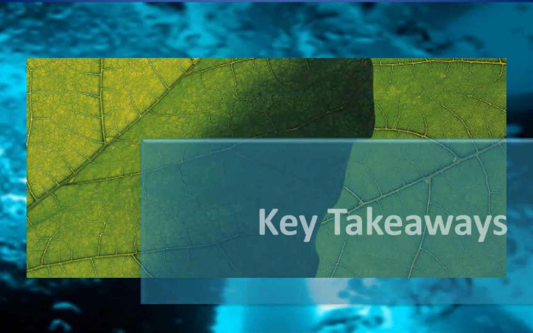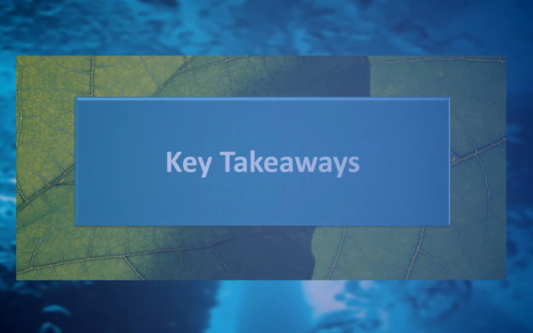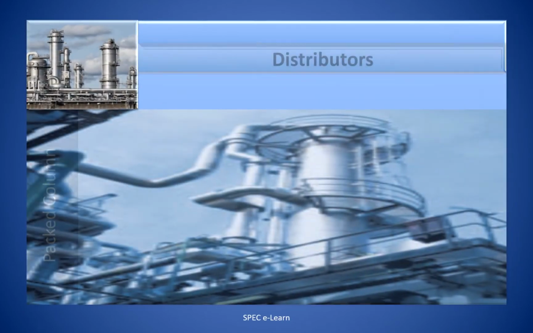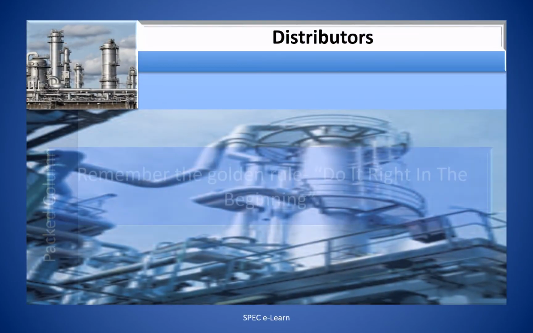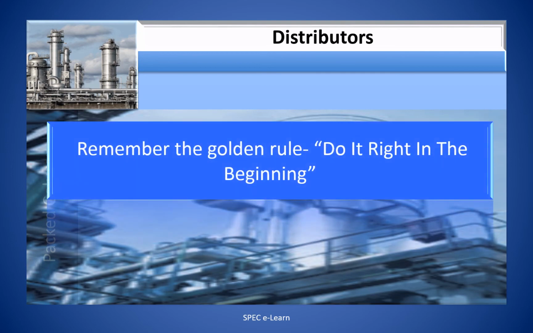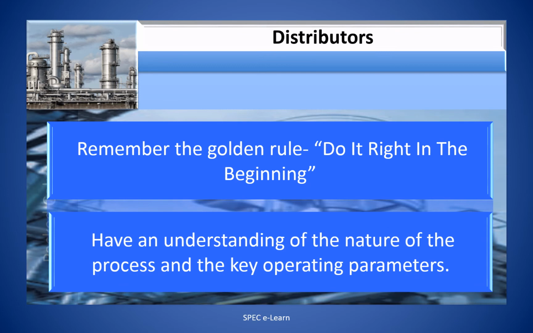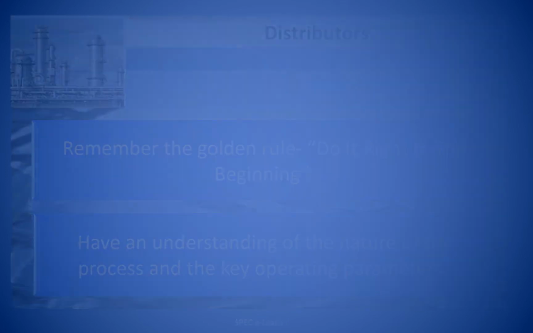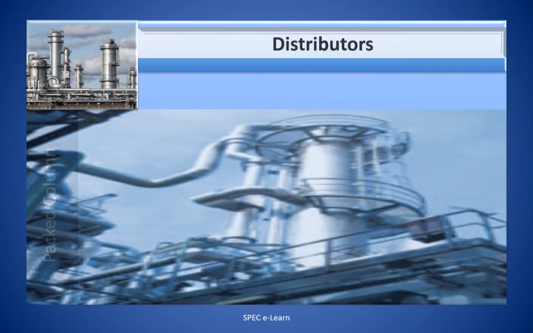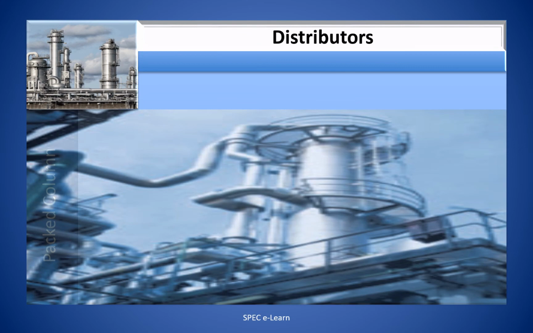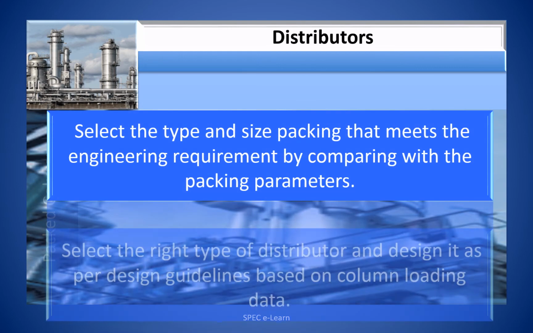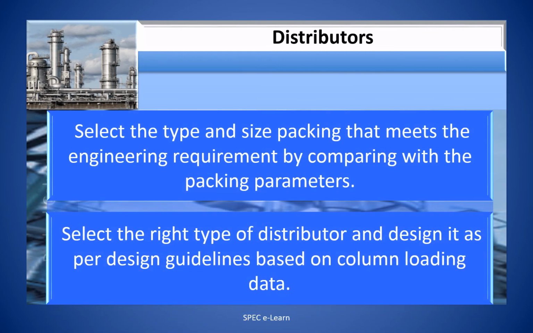Key takeaways. Remember the golden rule. Do it right in the beginning. Have an understanding of the nature of the process and the key operating parameters. Select the type and size of packing that meets the engineering requirement by comparing the packing parameters. Select the right type of distributor and design it as per design guidelines based on column loading data.